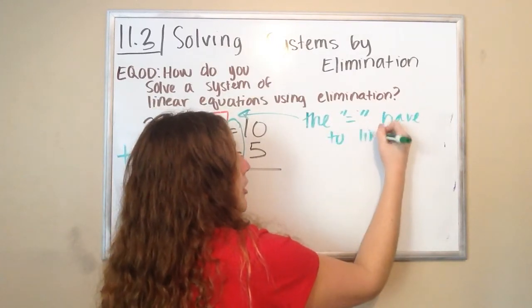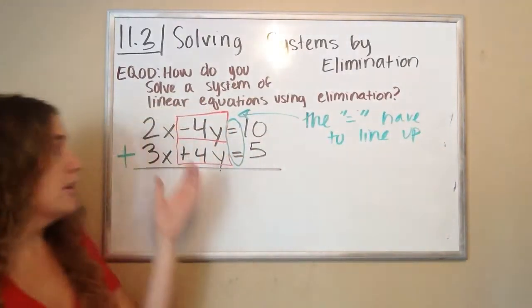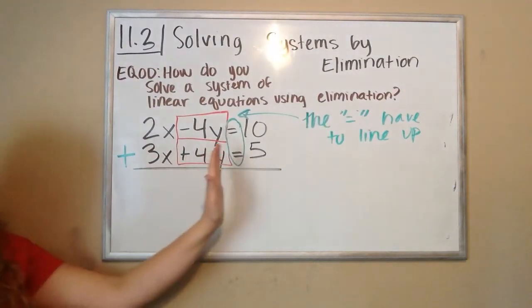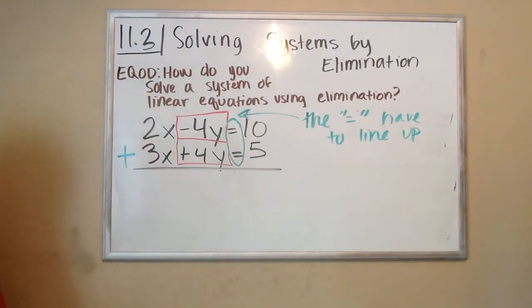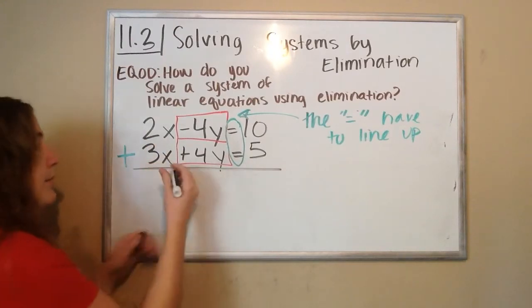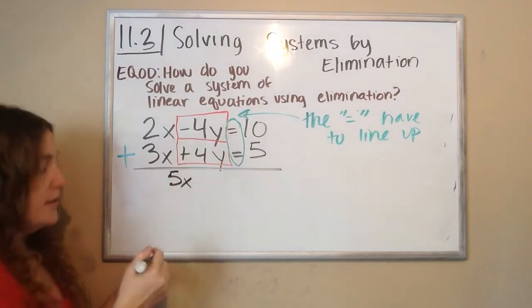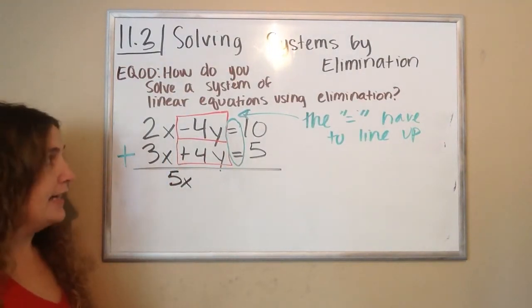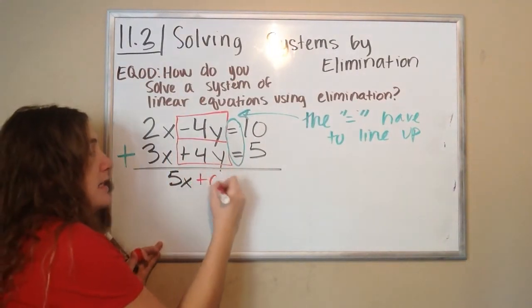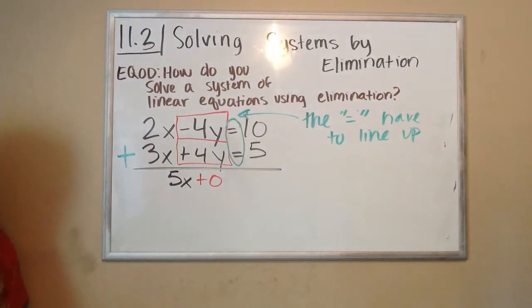They have to or it won't work, okay? They gotta line up. You gotta keep your left-hand side separate from your right-hand side. Okay, so when we add them together, 2x plus 3x, we would get 5x. Negative 4y plus a 4y, those are going to cancel or add to 0, right? They're basically gone. We have no more y's.